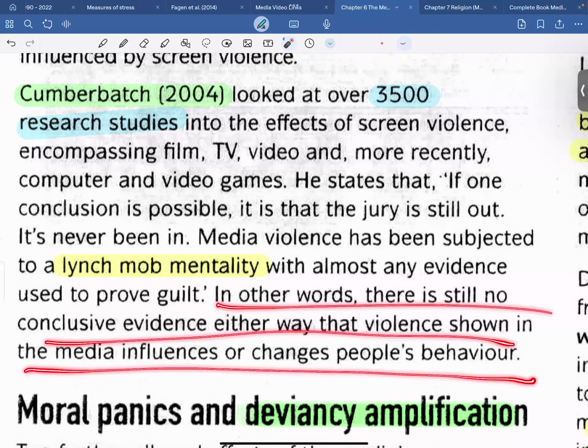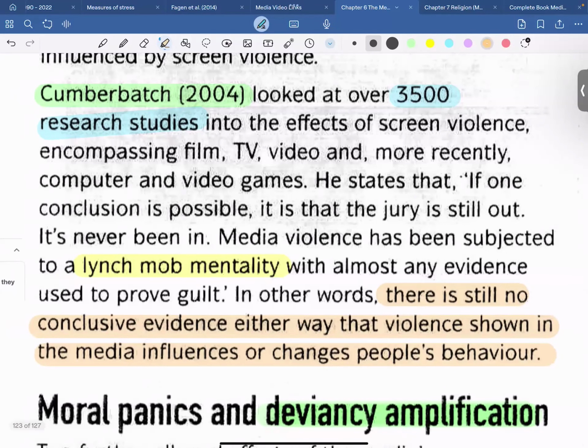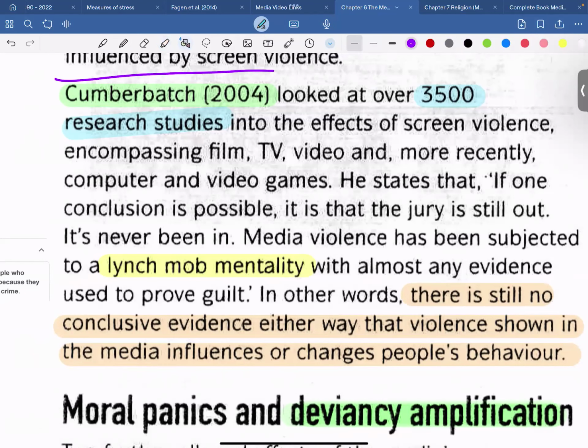In other words, there is still no conclusive evidence either way that violence shown in the media influences or changes people's behavior. So according to Cumberbatch, who looked at 3,500 research studies, which is a huge number, there's no conclusive evidence either way that the violence shown in media influences or changes people's behavior. So this has been the conclusion.